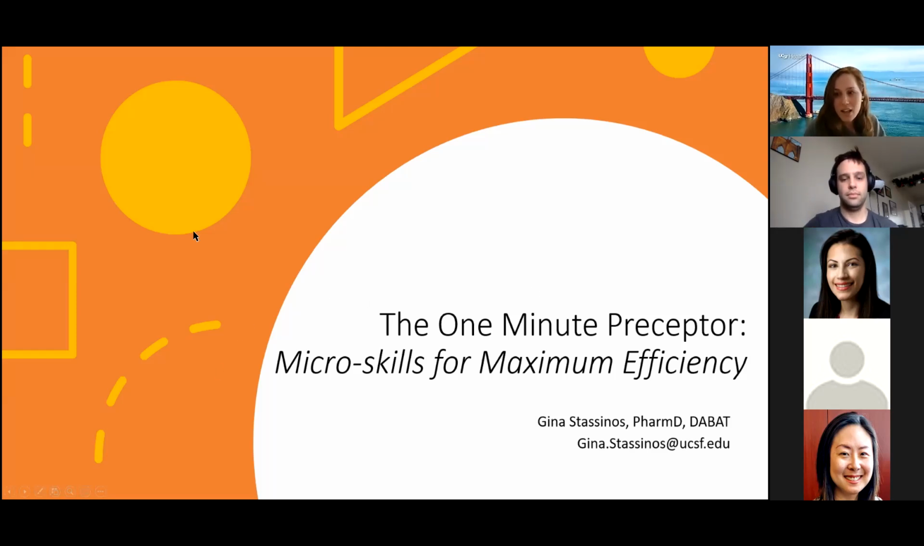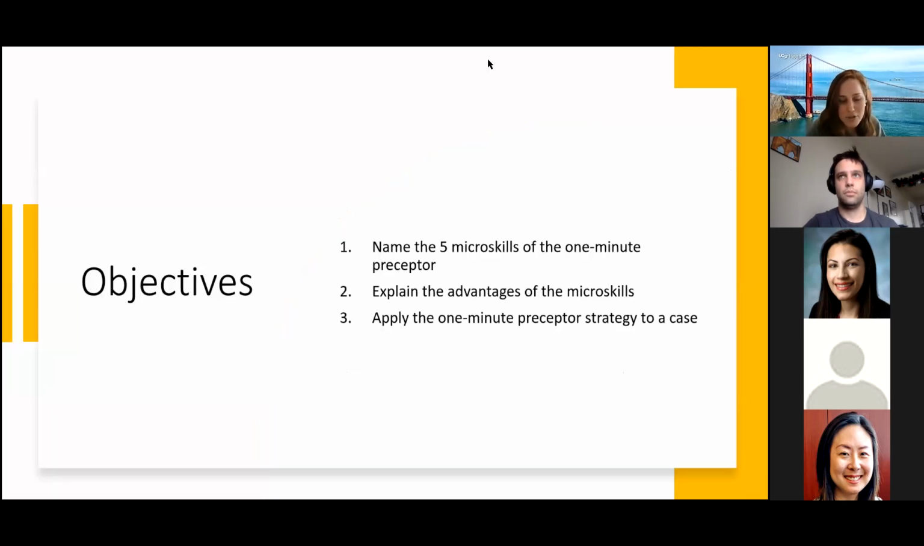Nice, okay. So I'm going to be talking about the 1-minute preceptor model. I have titled this Micro Skills for Maximum Efficiency because I think this best captures what's going on with this model. Our objectives are pretty straightforward, and I think you'll all catch on to this pretty quickly when I go through them.